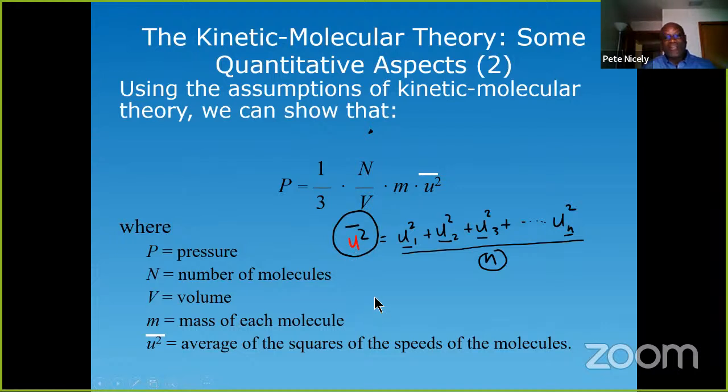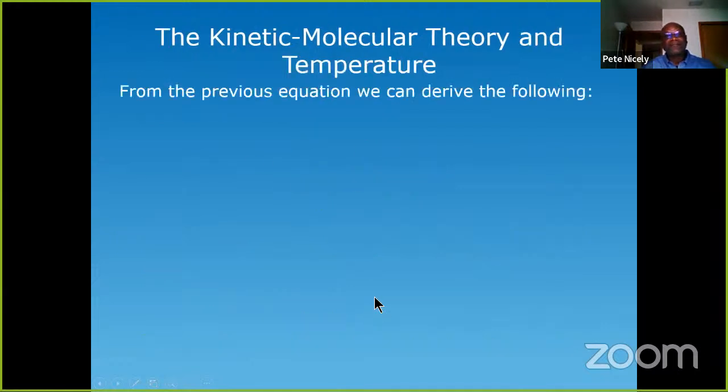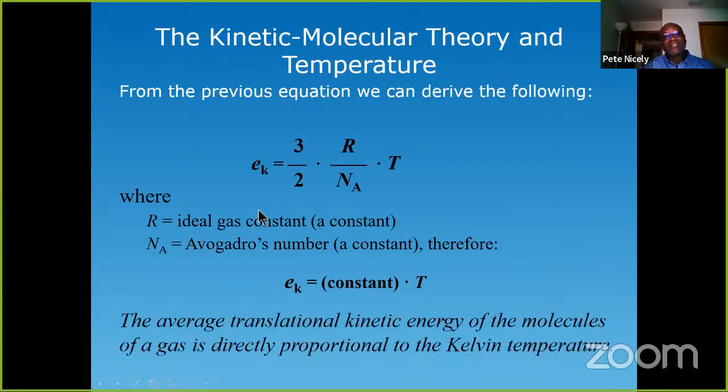And based on this equation, we can derive this equation here. This equation relates the kinetic energy of the molecule to the temperature expressed in Kelvin. Again, you don't need to know this equation, but I need to show you so that you understand the relationship between the kinetic energy and the temperature in Kelvin. What this equation is saying is that the average kinetic energy is equal to 3/2 times R, which is the molar gas constant, divided by Na, which is Avogadro's number, also a constant, times temperature.